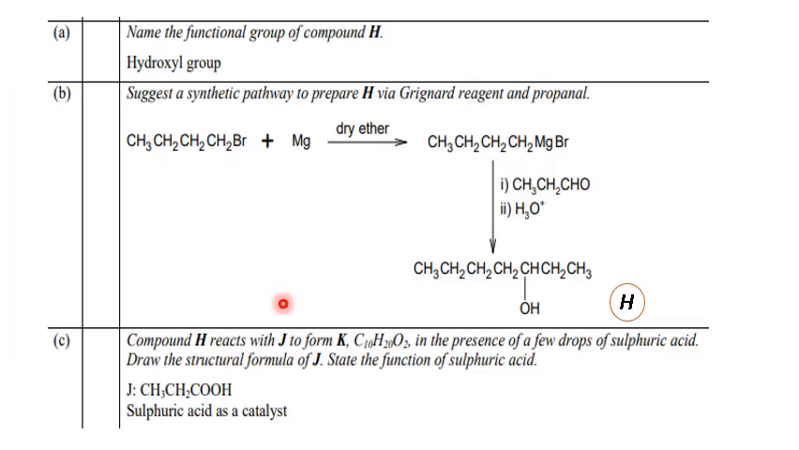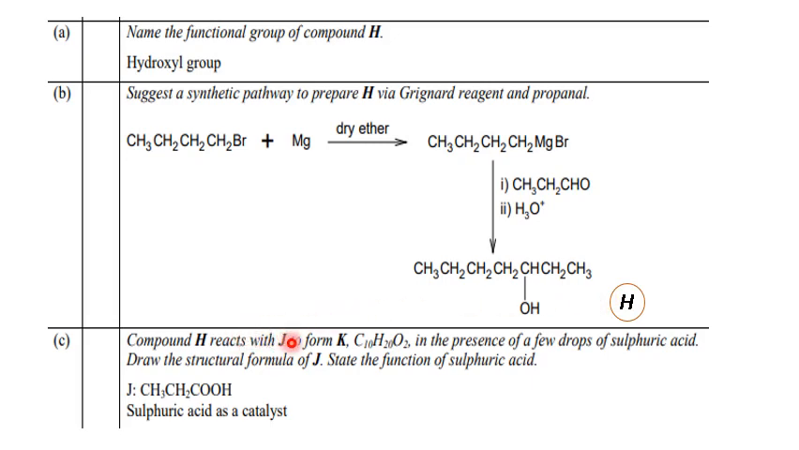Let's check the answer. The answer for A is the hydroxyl group. This is a haloalkane, a 4-carbon compound. So we are using 1-bromobutane reacting with Mg to form the Grignard reagent. Make sure you write down the solvent, dry ether. This Grignard reagent, we straight away use 1. propanal, 2. H3O+ hydrolysis, and then form compound H.